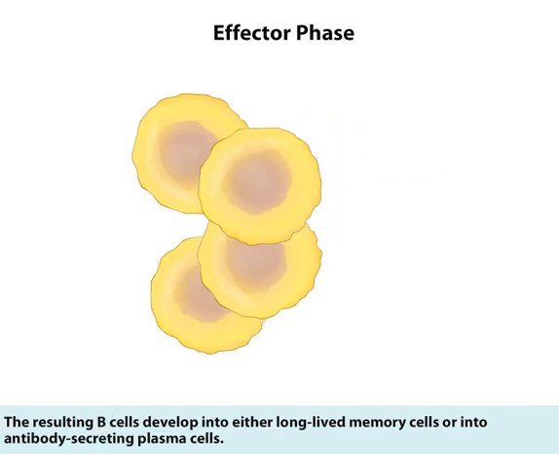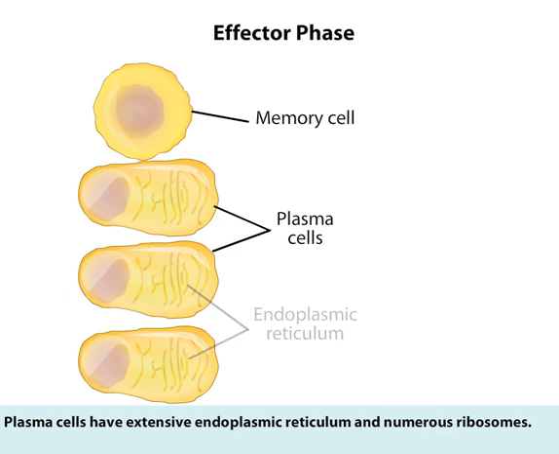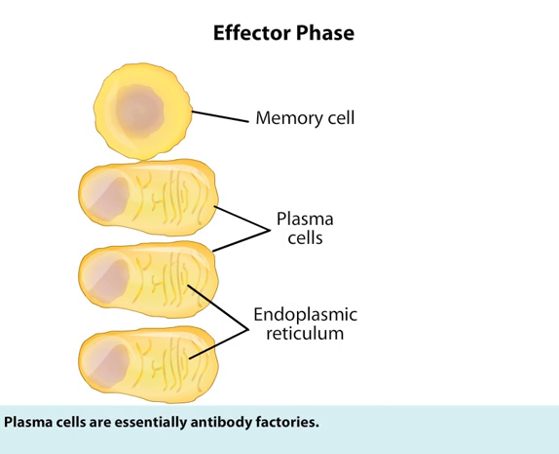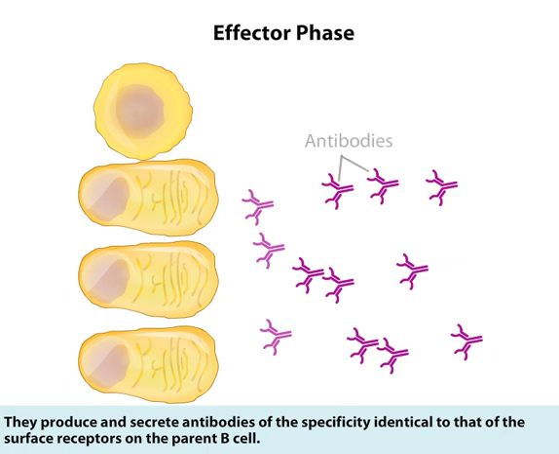The resulting B cells develop into either long-lived memory cells or into antibody-secreting plasma cells. Plasma cells have extensive endoplasmic reticulum and numerous ribosomes. Plasma cells are essentially antibody factories. They produce and secrete antibodies of the specificity identical to that of the surface receptors on the parent B cell.